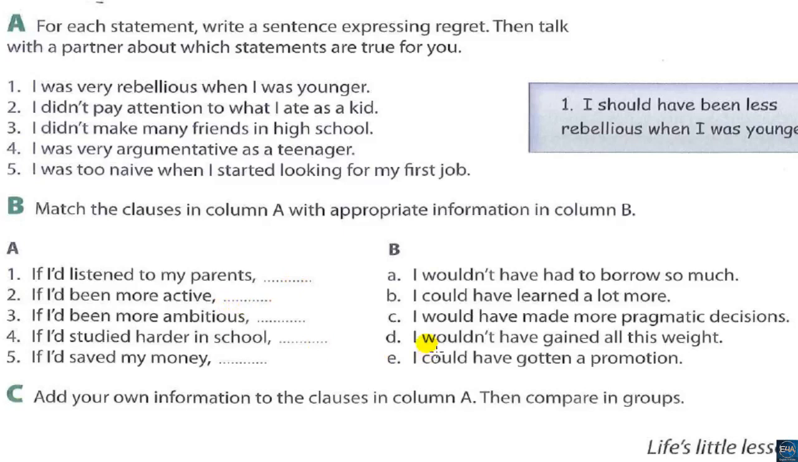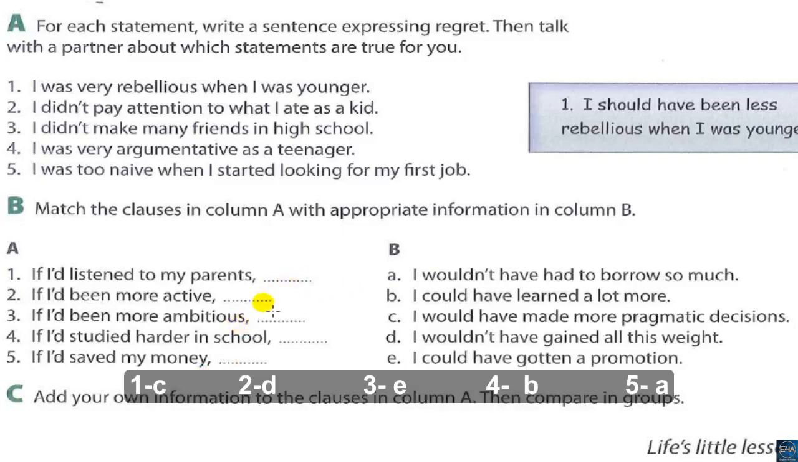Number two, if I'd been more active, I wouldn't have gained all this weight. So number two, D. Three, if I'd been more ambitious, I could have gotten a promotion. A promotion, a raise. Four, if I'd studied harder in school, I could have learned a lot more. So number four, B. Five, if I'd saved my money, I wouldn't have had to borrow so much. So again the answers. Number one, C. Number two, D. Three, E. Four, B. Five, A.